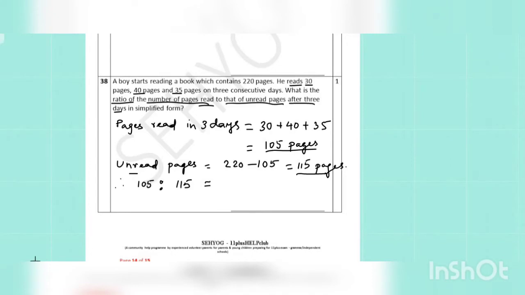Now the ratio of the number of read pages, that is 105, is to the number of unread pages, that is 115. Dividing both by 5, 105 divided by 5 gives us 21 and 115 divided by 5 gives us 23. So 21 is to 23 is our answer.